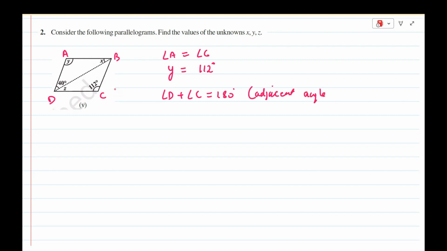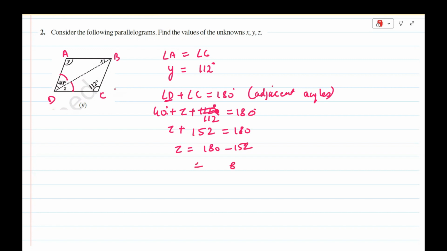Correct? Angle D contains two angles, that is 40 degrees and Z. So I can write angle D is 40 plus Z and angle C is 112. Correct? And from here, it's easy to calculate angle Z. Sorry, this looks like 0, but it is degree. Adding these two, 40 and 112, is 152. Now you can calculate Z, which is 180 minus 152, that is 28 degrees. So angle Z is 28.